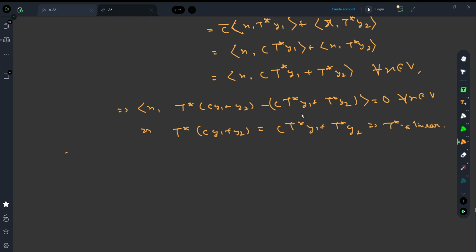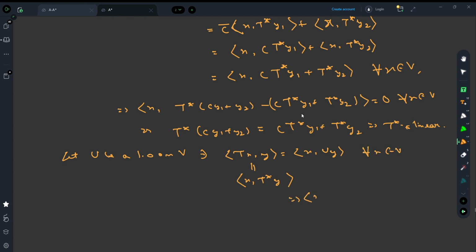Is T star uniquely determined? Okay. So what we have already proven is the existence of T star and the linearity of T star. Is T star unique? Then it also follows from the same arguments: let U be a linear operator on V such that we can define the inner product of T x with y to be the inner product of x with U y. But we know that the inner product of T x with y can also be defined as the inner product of x with T star y, and all these statements happen for all x in V.